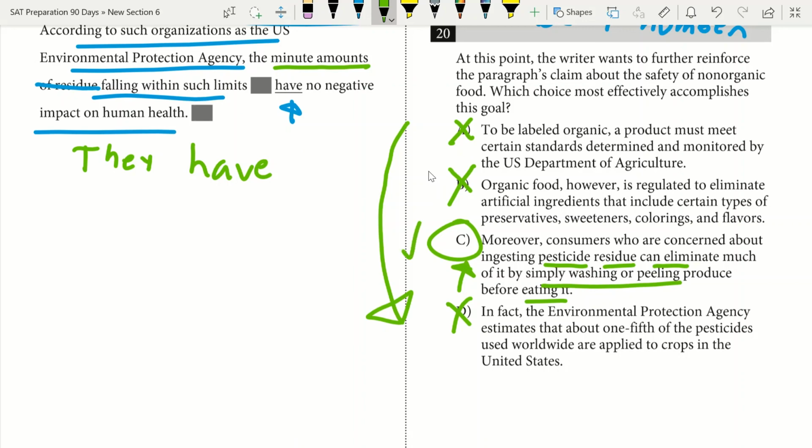I would put a check mark by it just because I don't feel like it's super strong as an answer choice. Now it is correct, and when we read D, we would obviously see it's correct because in D we say, in fact, the Environmental Protection Agency estimates about 1/5 of the pesticides used worldwide are applied to crops in the United States, and that's not talking about the safety of non-organic produce. I just wanted to show you that option C, while it was a good answer, and it's the correct answer, I wouldn't say that it's necessarily a perfect response. I would say that there's possibly something that could be better. You know, there could be something that shows that it's even more safe than that one, which is just why I would go on and read D.